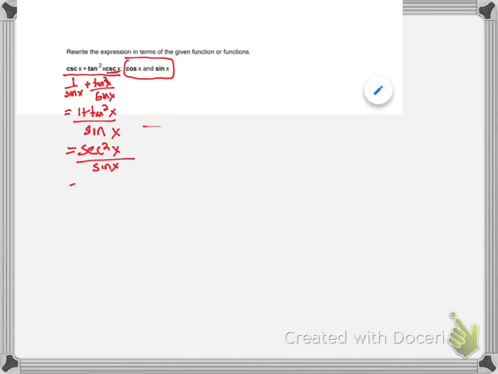Okay, so now we want it in terms of sine and cosine. So secant is 1 over cosine. So secant squared would be 1 over cosine squared, all over sine x. And that's going to be our final answer on this one.